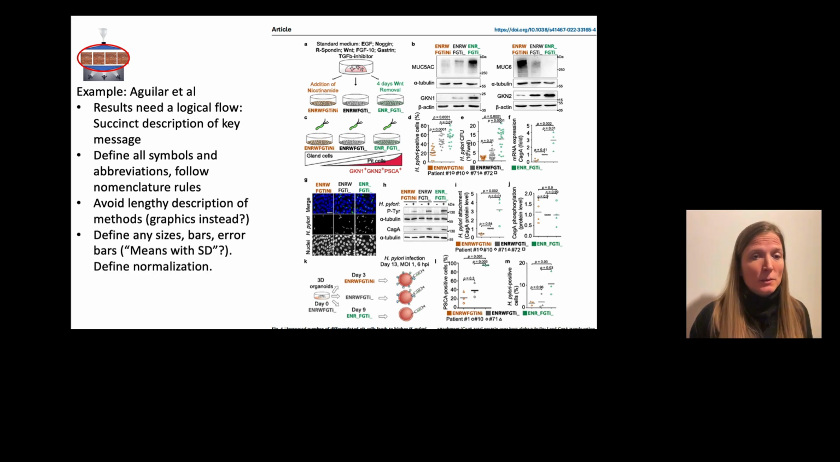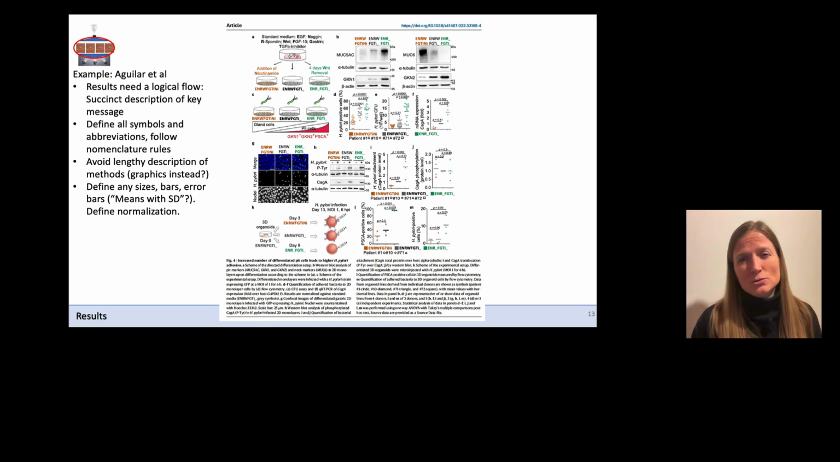Define any sizes, bars, error bars, etc. So if we put anything in here, we need to define this in the figure legends. Very typical is, if you show something, I'm fairly sure that somewhere, if we show this bar here, it will say that this here is a median or a mean. Okay. Any microscopy images need to have a size bar. The size bar is defined also.